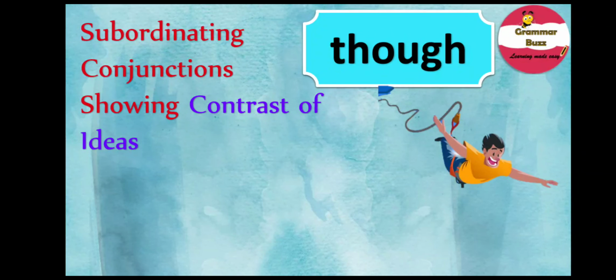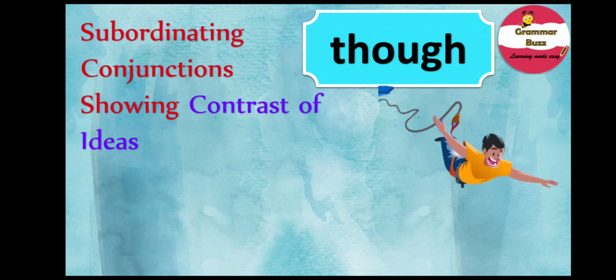The next subordinating conjunction, which signifies the contrast of ideas, is though. Though and although both mean in spite of the fact that. Let us find how though works.